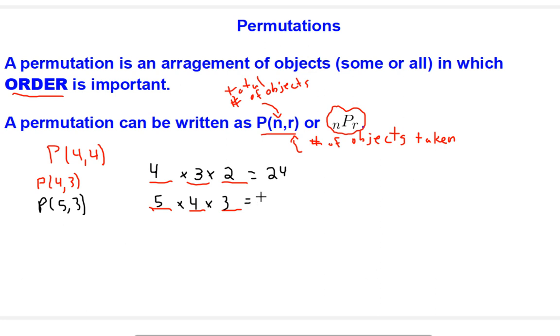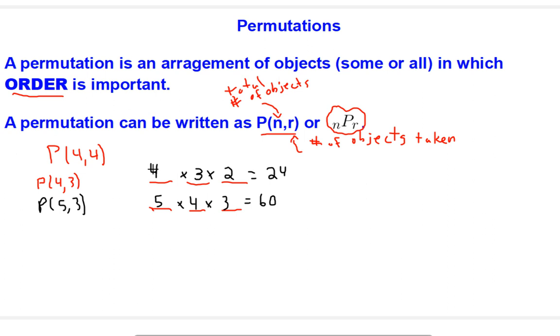5 times 4 is 20. 20 times 3 gives us 60. So these are permutations that we're talking about, ordered arrangements of objects. And in this case, we've taken some of the objects. In the example we did before, we took all of the objects and ordered them. It's still a permutation. So this works. Now, if we were going to do 31 books and we wanted to take 25 of them, this becomes a very long process. So there are ways around that.